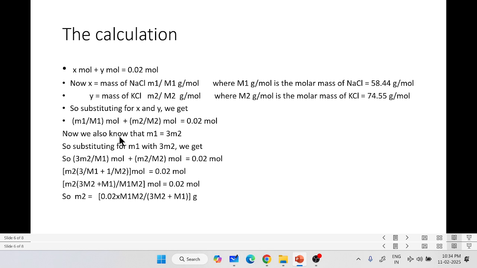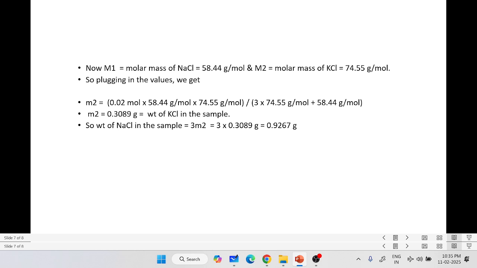We also know that M1 is equal to 3M2. So we substitute for M1 with 3M2, and we get this equation: 3M2 by capital M1 plus M2 by capital M2 is equal to 0.02. We rearrange that equation, and we get M2 as 0.02 times the molar mass of NaCl times the molar mass of KCl, the entire thing divided by 3 times the molar mass of KCl plus the molar mass of NaCl. All right, so we plug in the values.